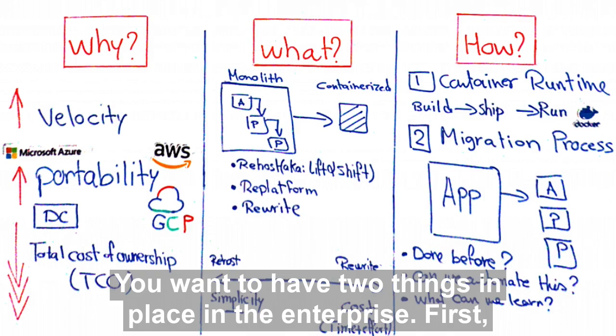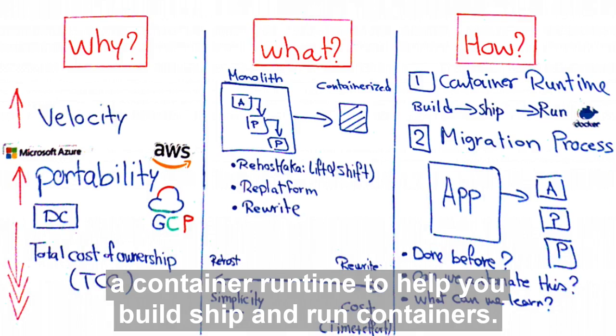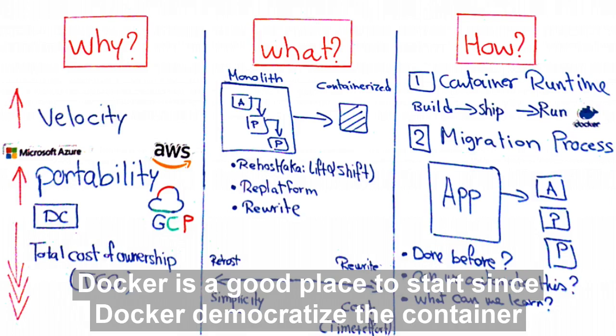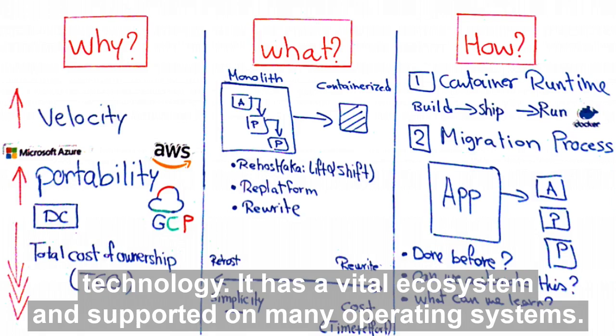Finally, how do you containerize your applications? You want to have 2 things in place in the enterprise. First, a container runtime. To help you build, ship, and run containers, Docker is a good place to start since Docker democratized the container technology. It has a vital ecosystem and is supported by many operating systems.